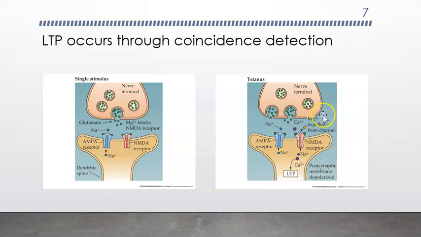Now, after a while, or if you have repeated stimulation very quickly, what we call tetanus, then you get repeated quick activation of these AMPA receptors, which causes that depolarization across the membrane, which then allows that magnesium to be removed from the NMDA receptor. And now calcium can enter the postsynaptic cell via that NMDA receptor. And if this happens enough, that can then lead to LTP. Okay.